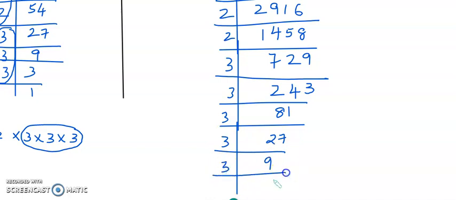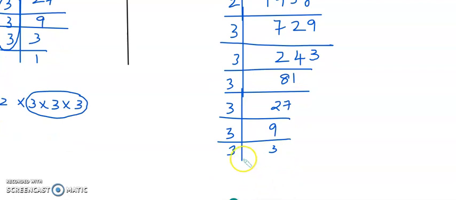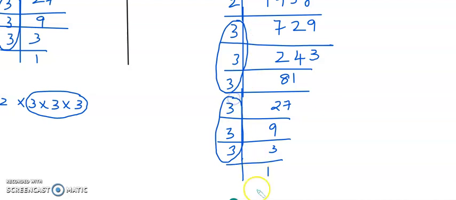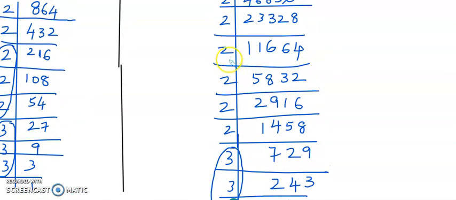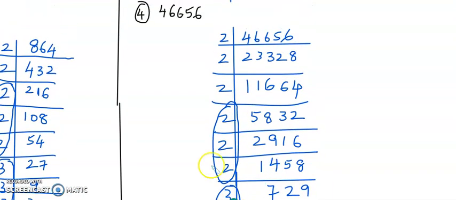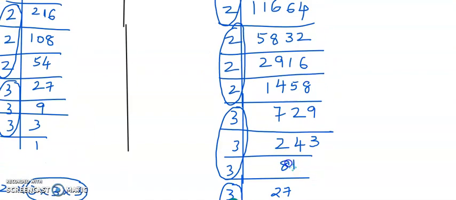9, 3, 1. So how many 3s do I have? 1, 2, 3, and another three. So I have a triplet of 3 and I have one more triplet of 3. So this is satisfied, right? So let's talk about the 2s. How many triplets of 2s do I have? One triplet of 2 is visible and one more triplet of 2 is visible. Correct? So I have 2 triplets of 2 and 2 triplets of 3.